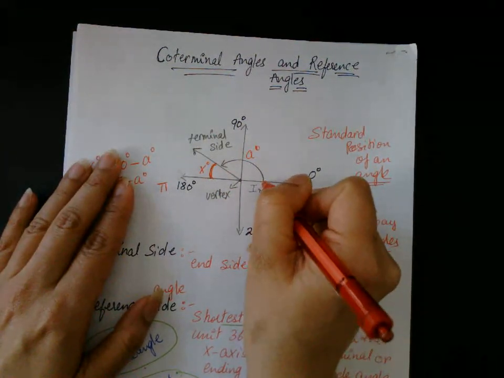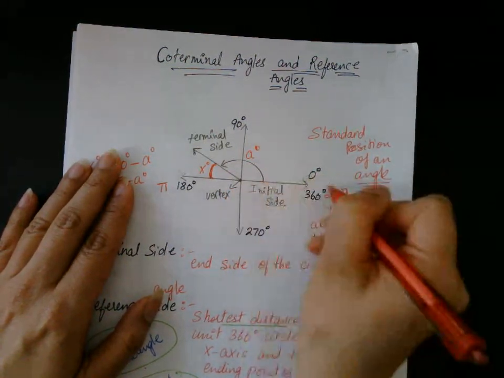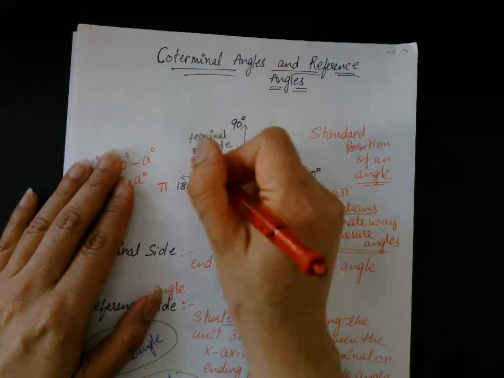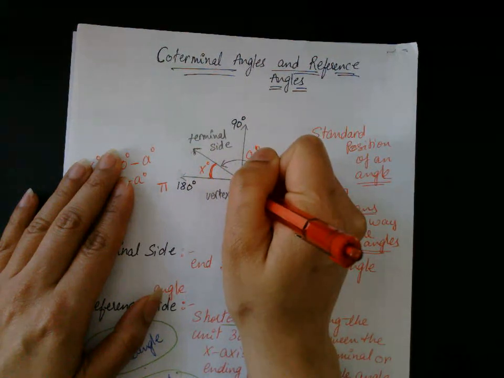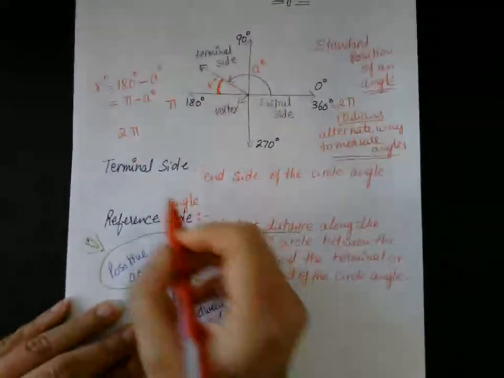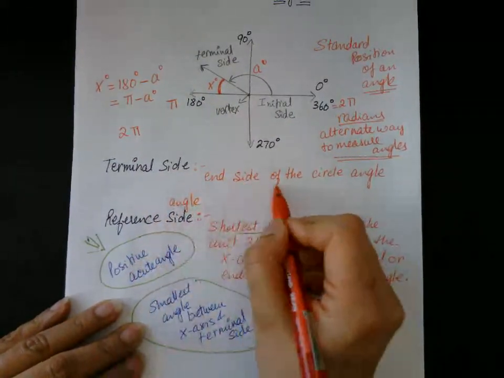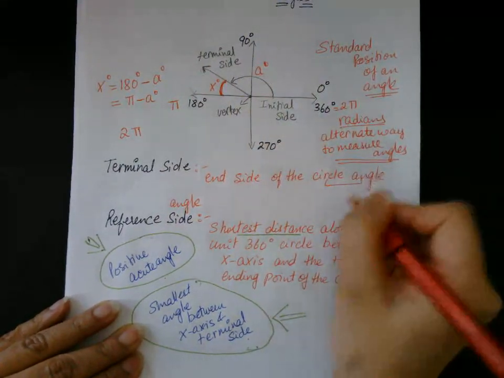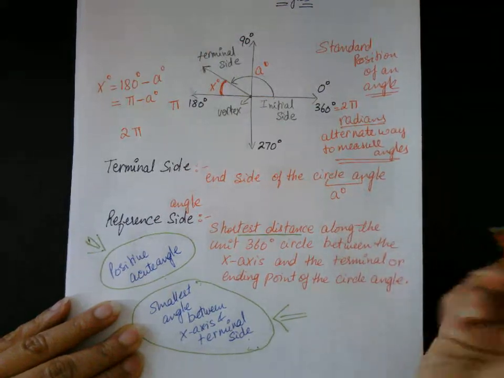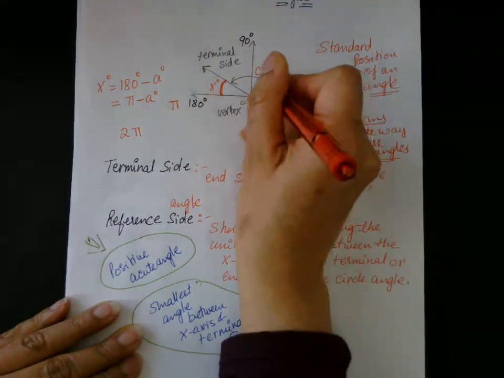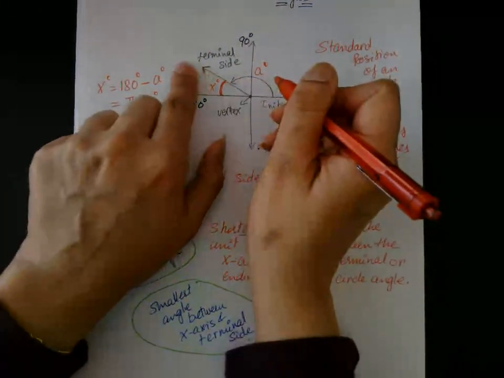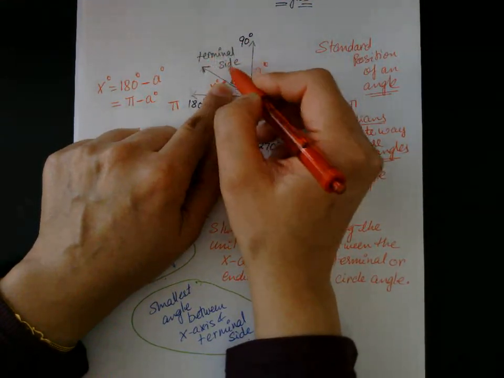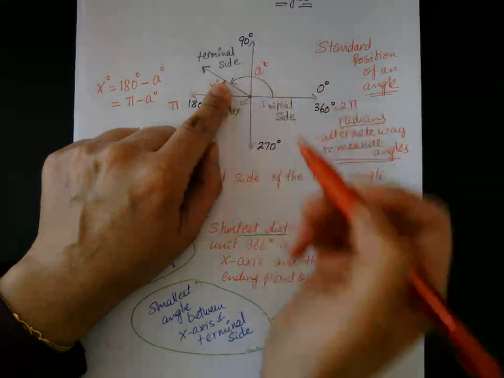If I am initiating my angle from this side of the x-axis, that is the positive side, and I am ending my angle here, this side is called the terminal side. So the terminal side is nothing but the end side of the circle angle. In this case, the circle angle is 8 degrees, and we are representing it as 8 degrees. This circle angle is terminating at this side. This is called the terminal side.